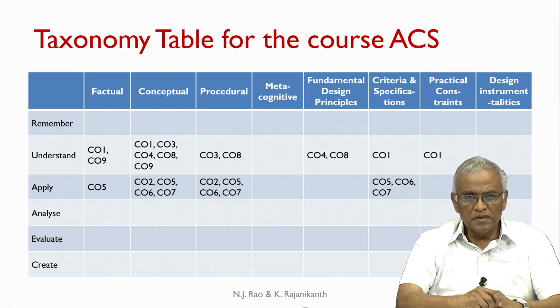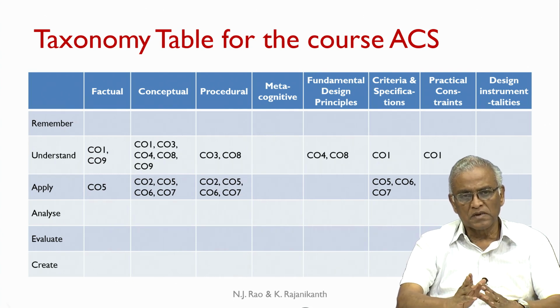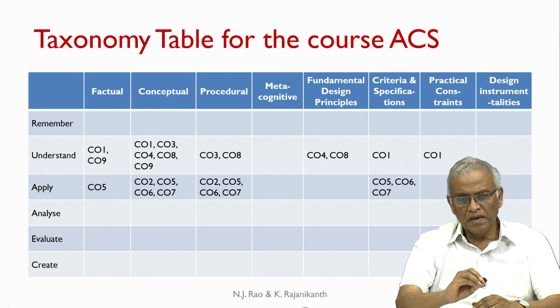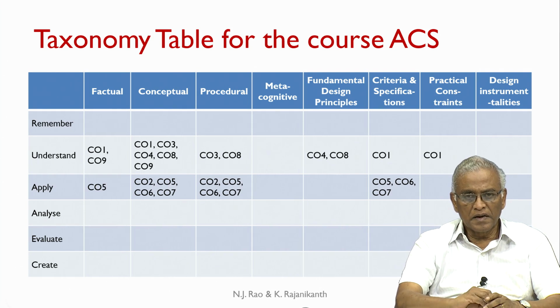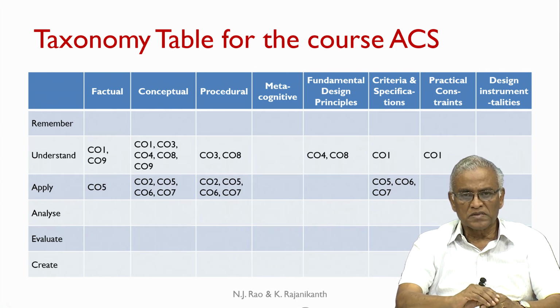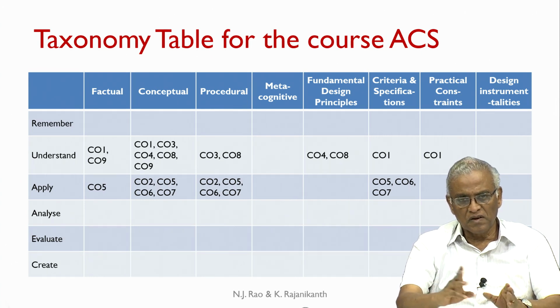Now take for example CO2. CO2 is part of conceptual as well as procedural, because both the things are involved in that. So CO2 will appear in 2 different cells. And if you look at CO1 for example, it will appear in 3 cells, right from factual knowledge, criteria and specifications, and practical constraints. It will appear in all of them.